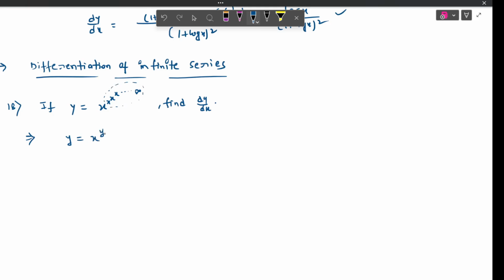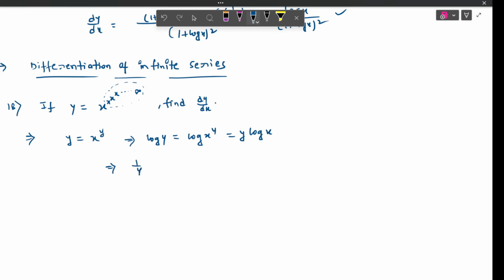So it will be x to the power y. See, this is in the form function to the power function. So we have to take logarithm both the sides. So log of y equals to log of x to the power y. It will be y log of x. Now differentiate both the sides.